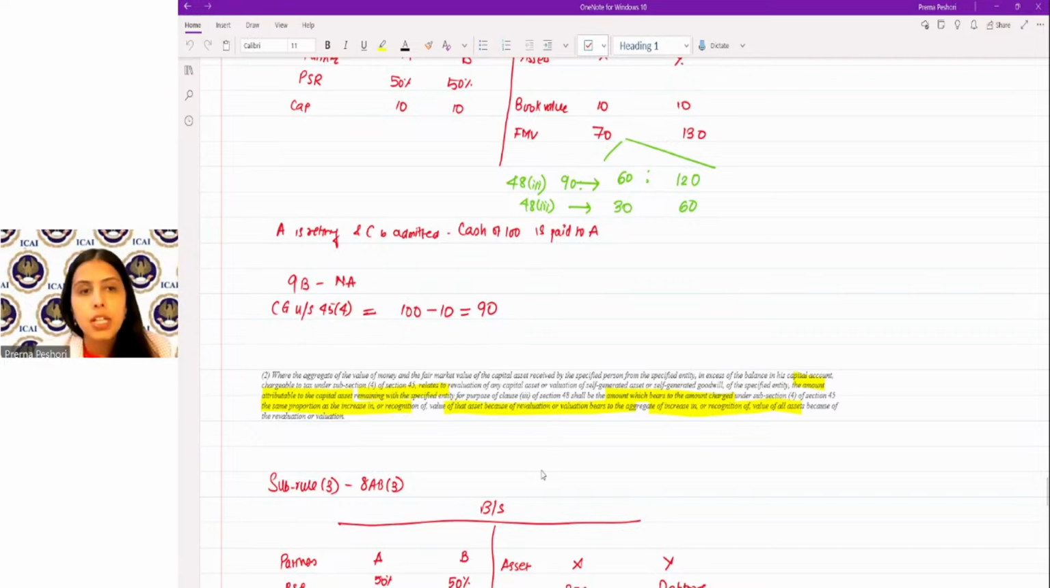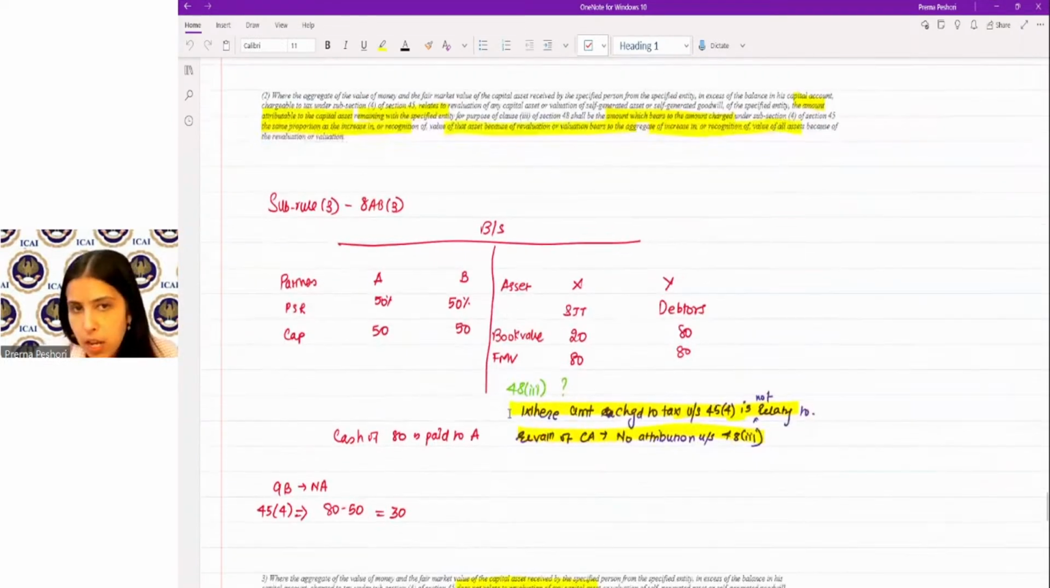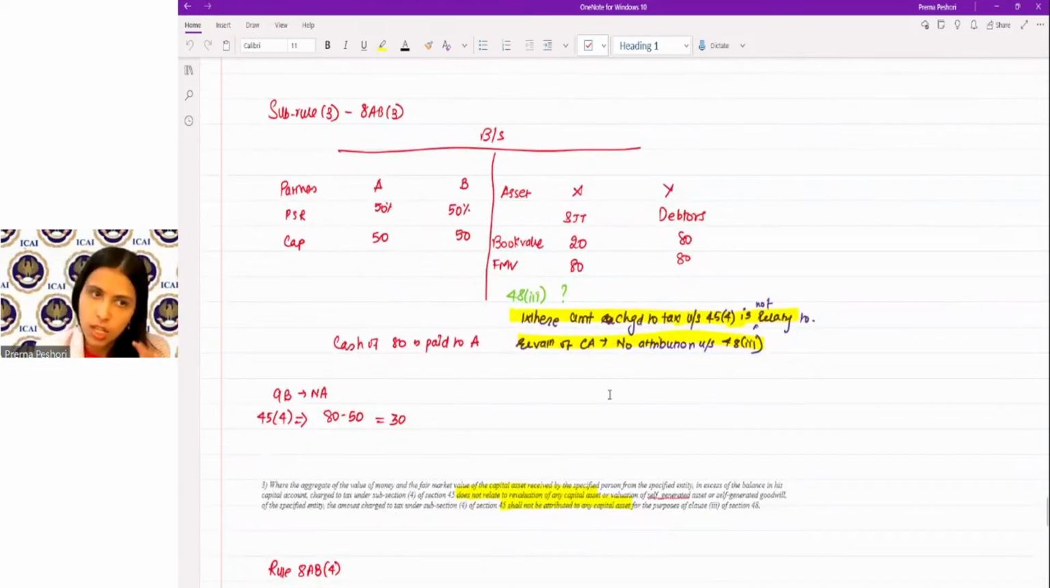Clear? Then sub-rule 3, which is there. What did sub-rule 3 provide? That in case the revaluation is not relating to a capital asset, but is on account of any other asset, which in our example was stock in trade. Stock in trade is not my capital asset, right? So the revaluation occurred because of stock in trade. So 48(3) attribution will not happen because what you are going to sell is a capital asset. If there is no capital asset you are going to sell, then 48(3) doesn't come into the picture because stock in trade will be under PGBP. Clear? The sale of stock in trade would be under PGBP. Are we clear?